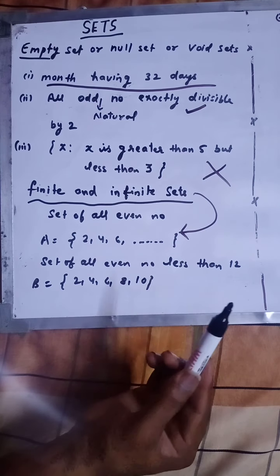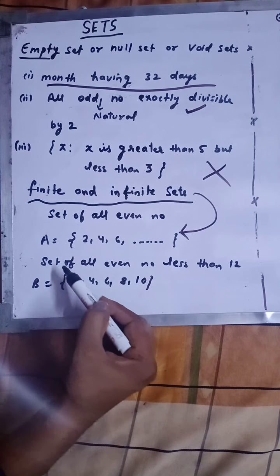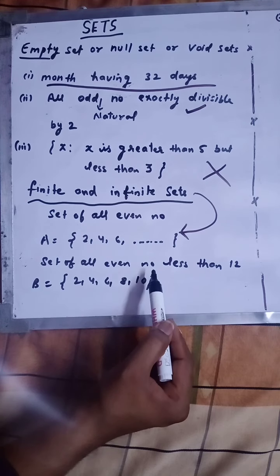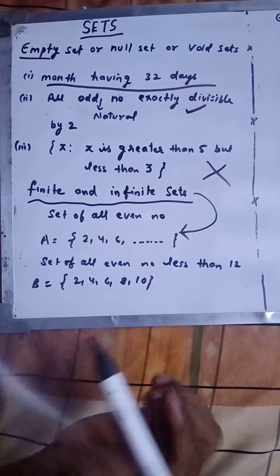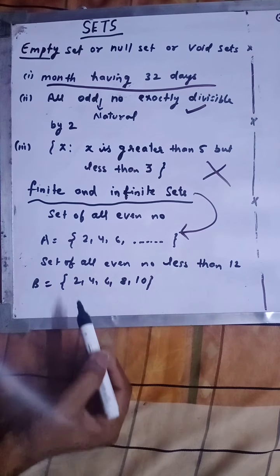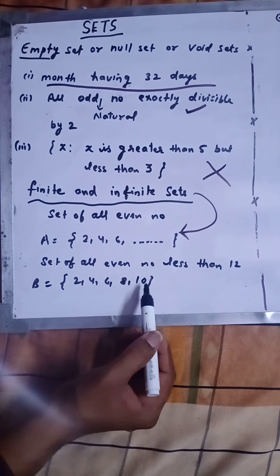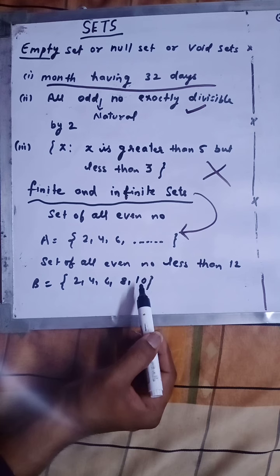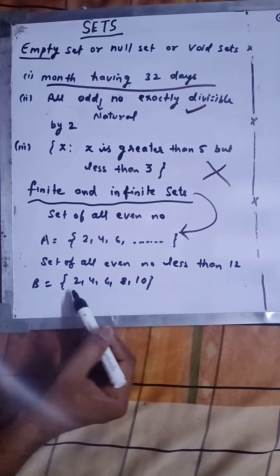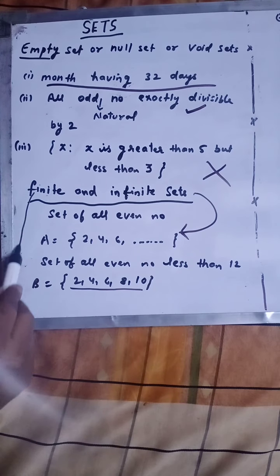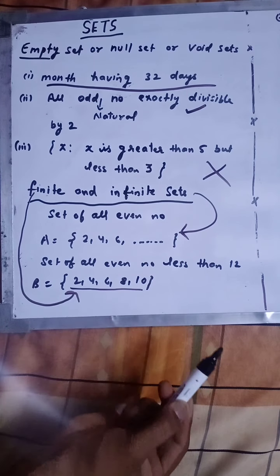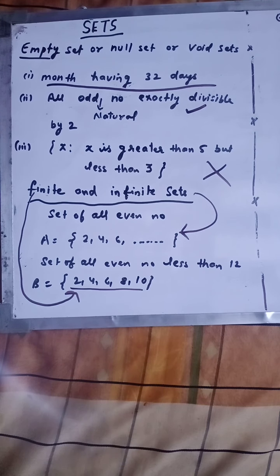Now for finite set, here I am writing set of all even numbers less than 12. Here we are giving an instruction, a limit. Less than 12 means it would be 2, 4, 6, 8, 10. Here we have only 5 elements, so it is finite. It is known as finite set. This is the difference between finite and infinite sets.